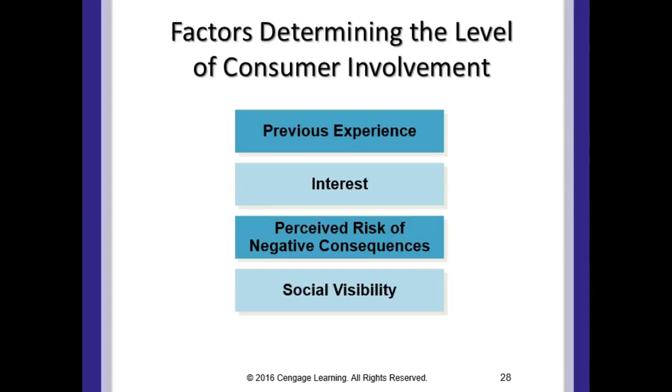And then lastly, social visibility. Involvement increases as the social visibility of a product increases. Examples of these products could be cars, clothing, jewelry, things that people will see you wearing, see you in, see you using on a regular basis.